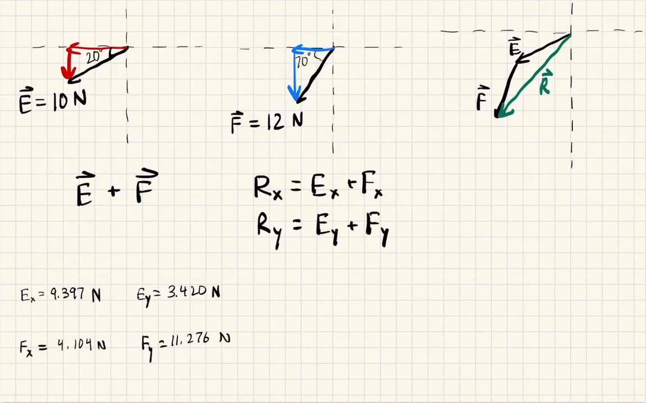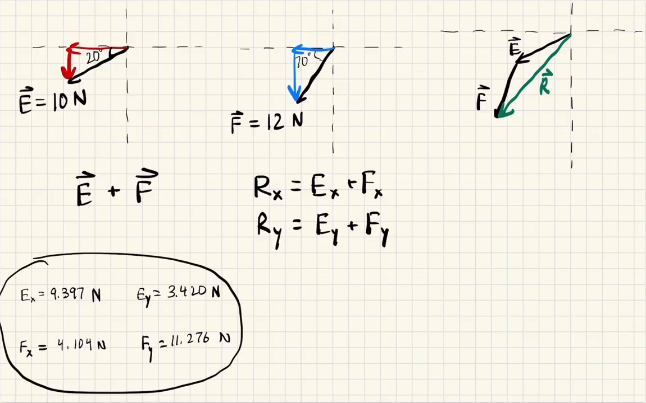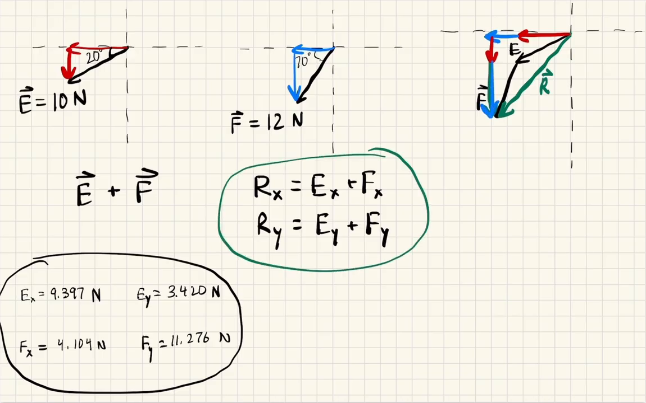So now that we have the magnitudes of the x and y components for vector E and vector F, we're going to add the x components together and the y components together to find the resultant vector's x and y components. The resultant vector's x component is composed of vector E's x component and vector F's x component, and the resultant vector's y component is composed of vector E's y component and vector F's y component, which is why we're going to do this right here.